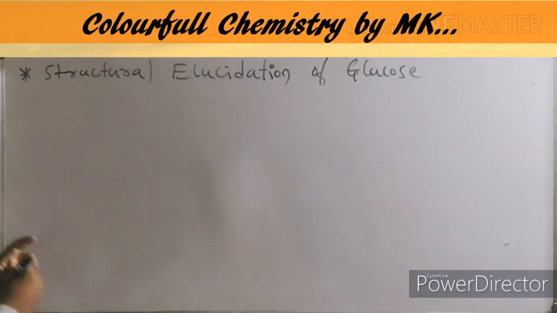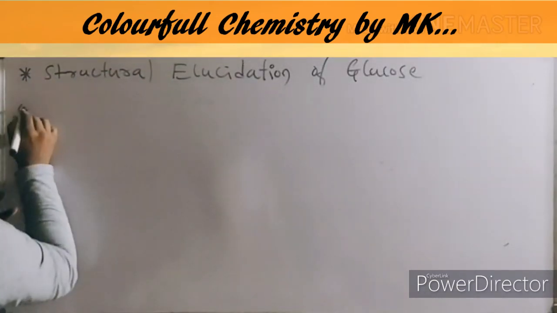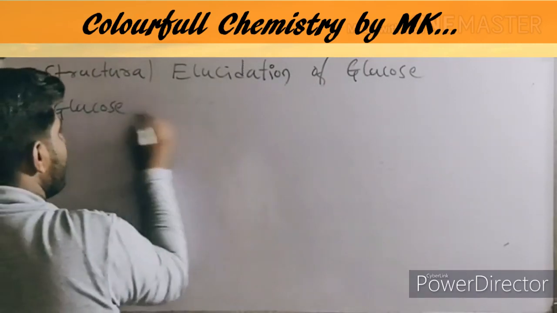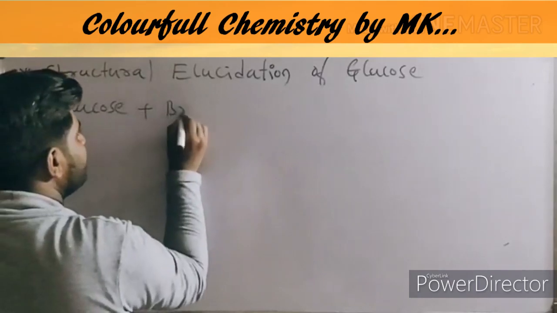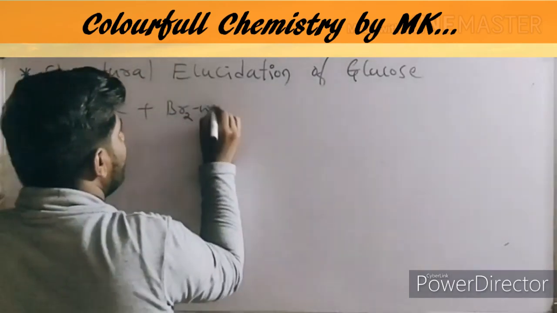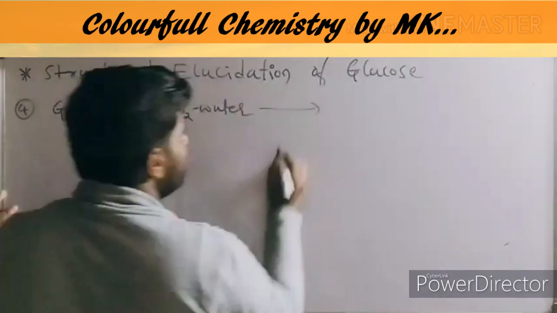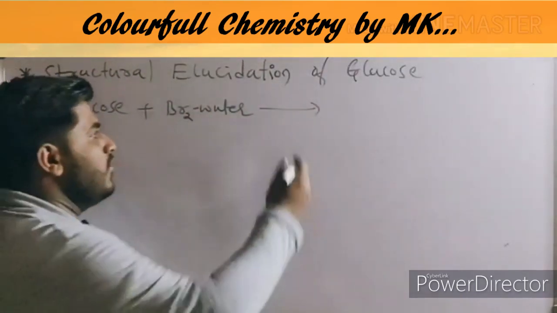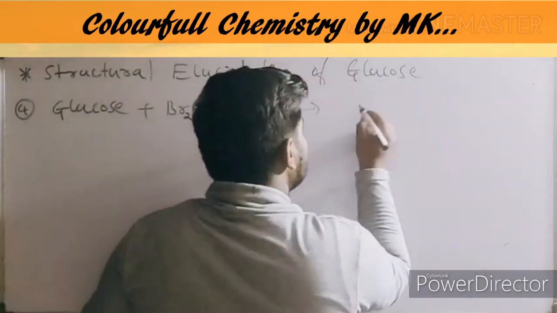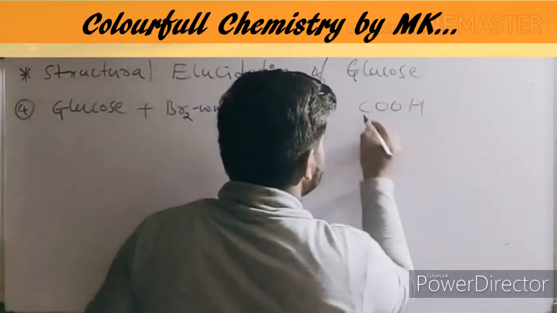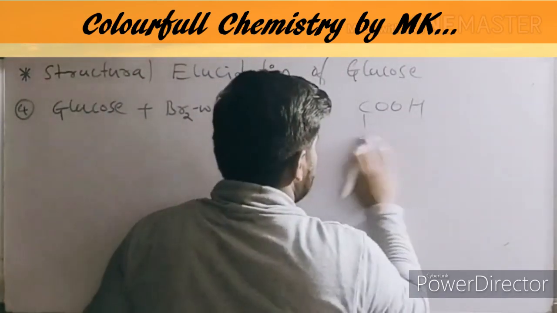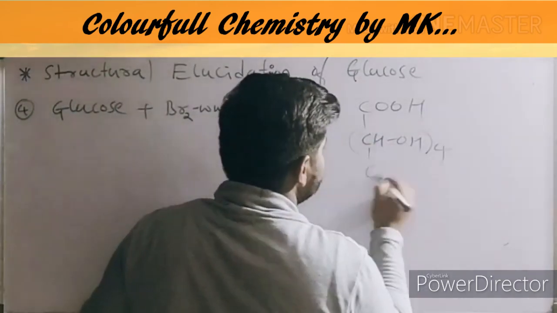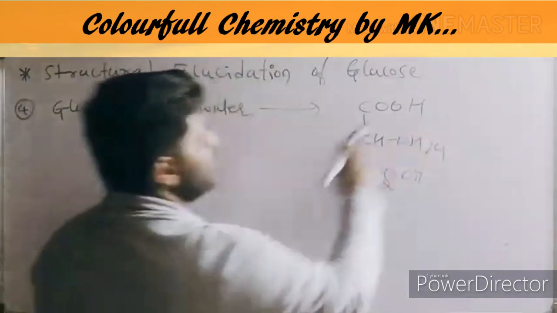That is the fourth reaction of glucose. Take glucose and add bromine water. So what we get is, when glucose is added with bromine water, we get gluconic acid. The remaining part you can write like this, that is also fine. So this is the remaining part of gluconic acid.